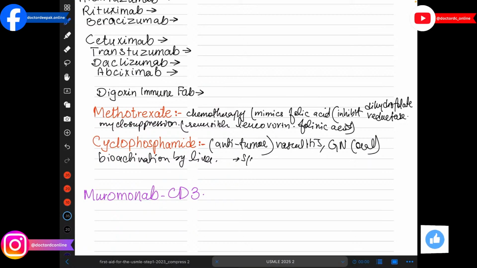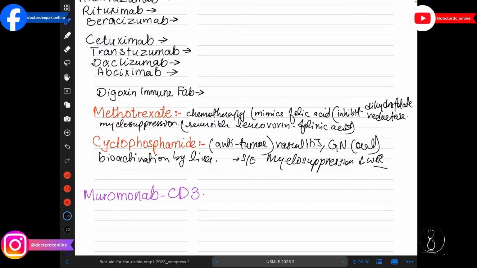Side effect is myelosuppression. In myelosuppression, there will be decrease in WBCs, hematocrit, and platelets, and there could be hemorrhagic cystitis, due to which there will be acrolein metabolite toxic to the bladder, and that will cause a hematuria that can be having dysuria or not, and they are treated with hydration and mesna.